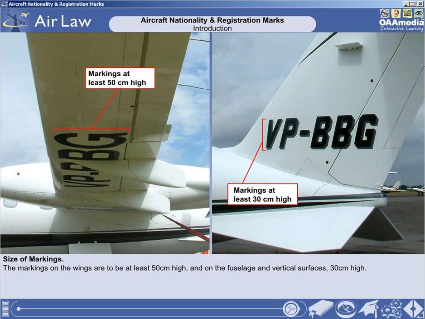You should now understand why aircraft need to be registered, how aircraft are registered and what the registration mark means, which registration marks are not suitable, and where the registration mark is to be displayed on aircraft.